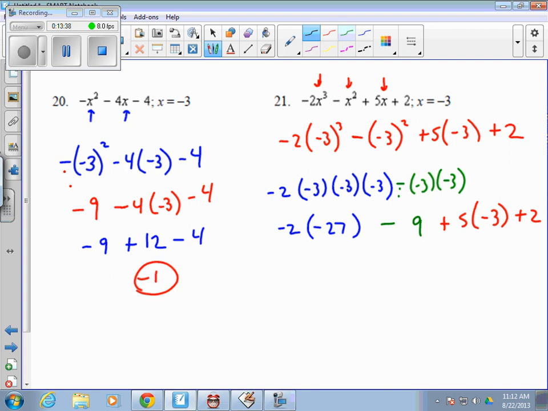Negative 2 times negative 27. Negative times a negative is a positive 54. Minus 9, positive 5 times negative 3 is negative 15. Plus 2. Now do all your addition and subtraction together. 54 minus 9 is going to be 45. 45 minus 15 is going to be 30. And 30 plus 2 is going to finish up simplified at 32.